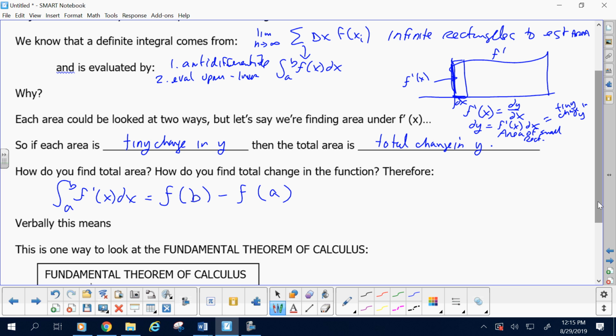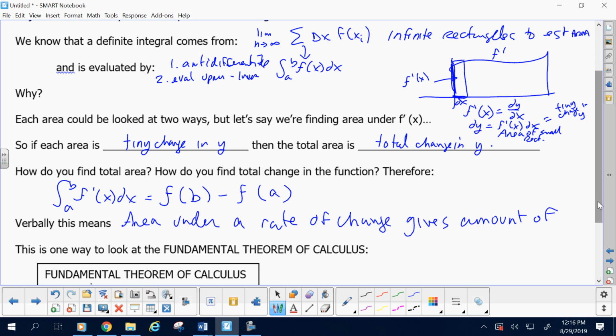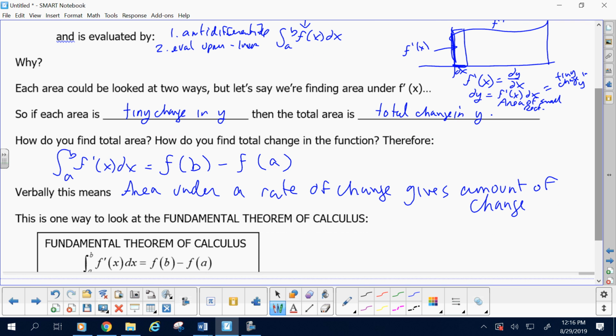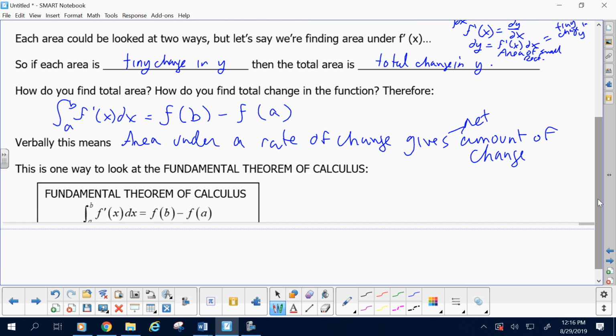That says verbally that the area under a rate of change is the amount of change. And that should be net amount of change. It can be increasing change, it could be decreasing change, it could be a little increase and a little decrease, and it's the net amount of change. So it's net change, not total change, for which I'd have to use absolute value.